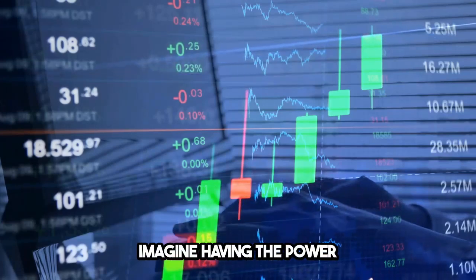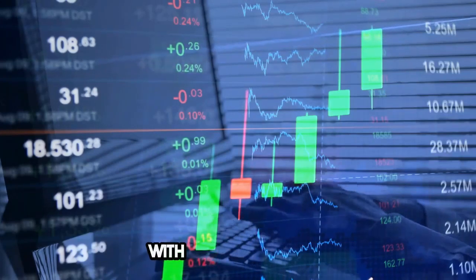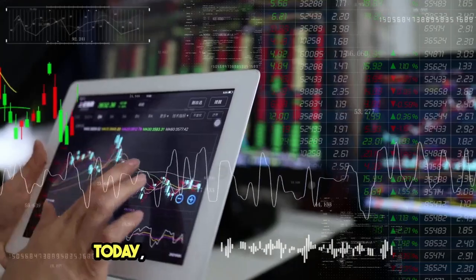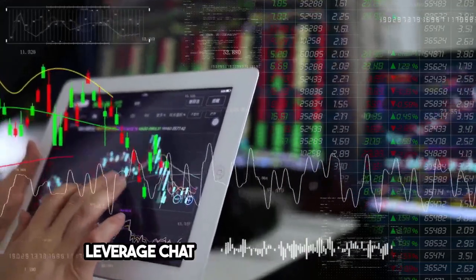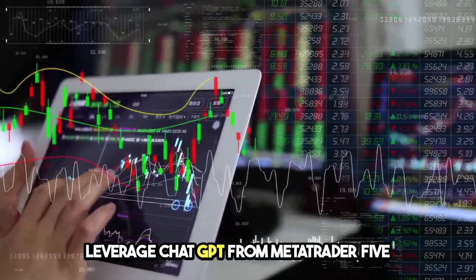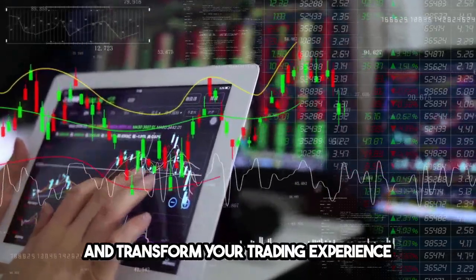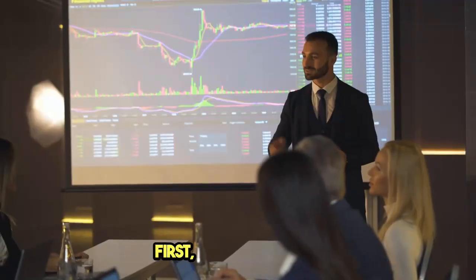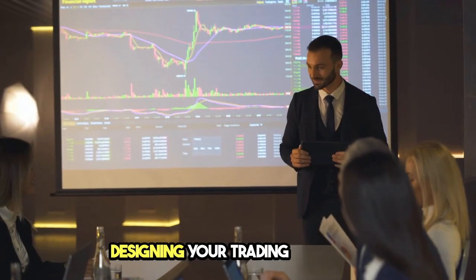Imagine having the power to automate your trading strategy with just a few clicks. Today, I'm going to show you how to leverage ChatGPT from MetaTrader 5 and transform your trading experience in 3 simple steps. First, let's talk about designing your trading strategy.